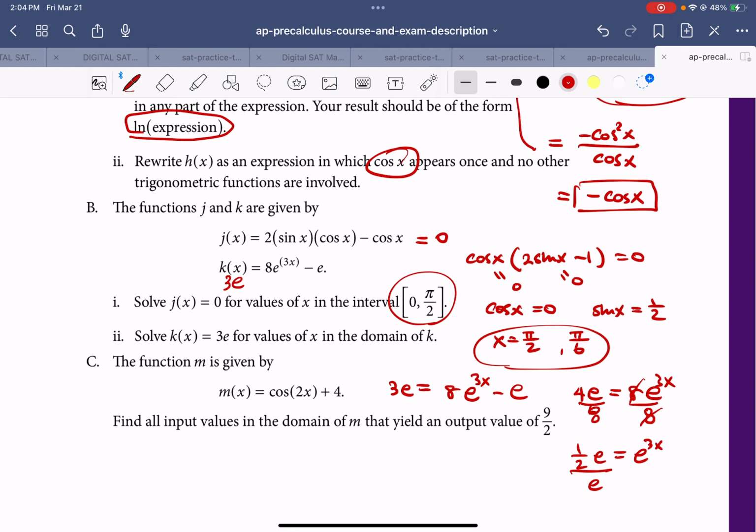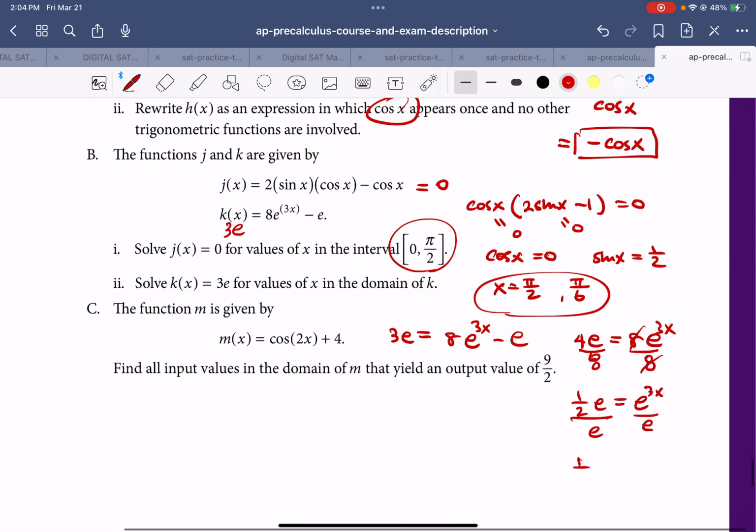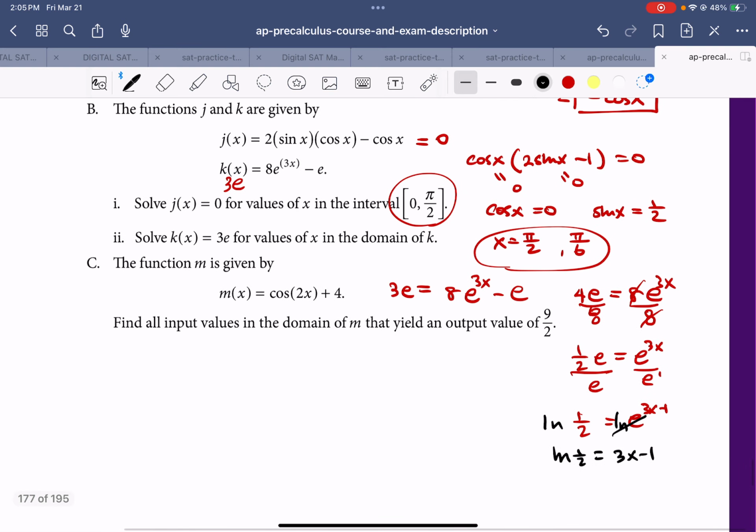Now you divide by e on both sides. Then you get 1/2 equals e to the 3x minus 1. You just subtract exponents if you divide, right? Okay, how are you going to solve for x here? Take ln of both sides. Then ln 1/2 equals, ln e cancels out, so 3x minus 1. And then you add 1 and divide by 3, right? So ln 1/2 plus 1 over 3 will be your final x.